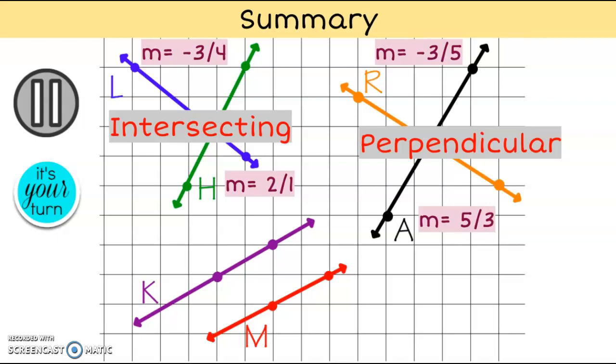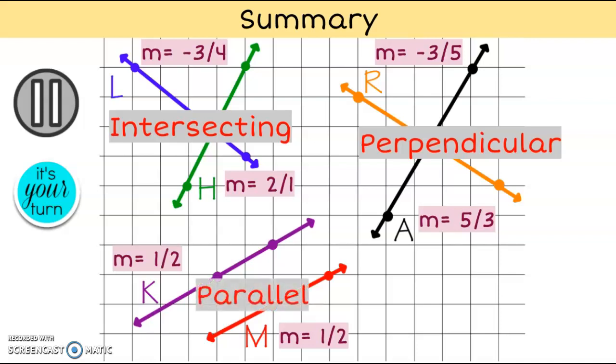Finally, line K and line M. The slope of line K is 1/2 and the slope of line M is also 1/2. They are exactly the same. They are equal. We know these two lines must be parallel.